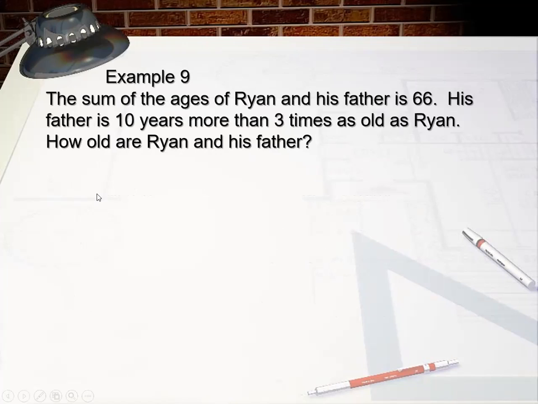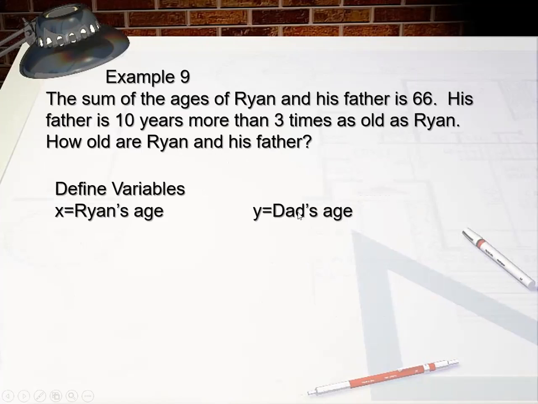All right, example 9 is about ages. The sum of the ages of Ryan and his father is 66. His father's 10 years more than 3 times as old as Ryan. So how old are Ryan and his father? So let's let X be Ryan's age, Y be his dad's age. So together they are 66. So X plus Y equals 66.